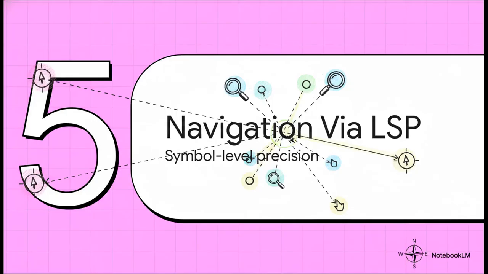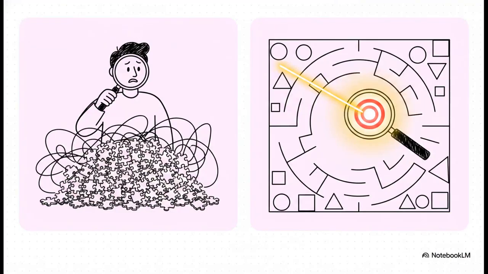Moving to Part 5, Precision Navigation via LSP. Context is great, but navigating complex, typed languages requires serious pinpoint accuracy. Look, doing a basic text search in a massive, multi-language codebase is a nightmare. Imagine grepping for a super common function name, like initialize. You'll get thousands of irrelevant hits, and the AI will waste all its time and memory sifting through them.